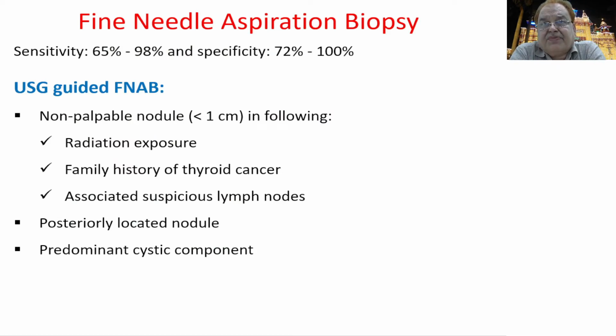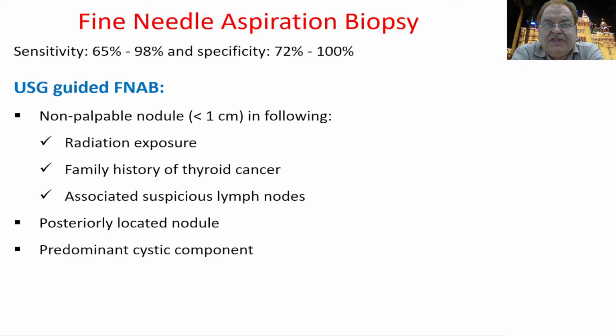The next is the fine needle aspiration cytology and the biopsy. Now, this has a sensitivity of about 65 to 98% and a specificity of about 72 to 100%. And it is a very good investigation to differentiate between a benign and a malignant pathology, bearing in mind a few things where you are confused about what it is telling. But it has to be carried out. If it is a small nodule that you cannot palpate, then in those cases definitely you will go for the ultrasound guided FNAB. It is always advised that you should go for the ultrasound guided FNAB rather than just the blind FNAB. So if the patient had radiation exposure or a family history, or you find associated suspicious lymph nodes, you should always go for the ultrasound guided FNAB.